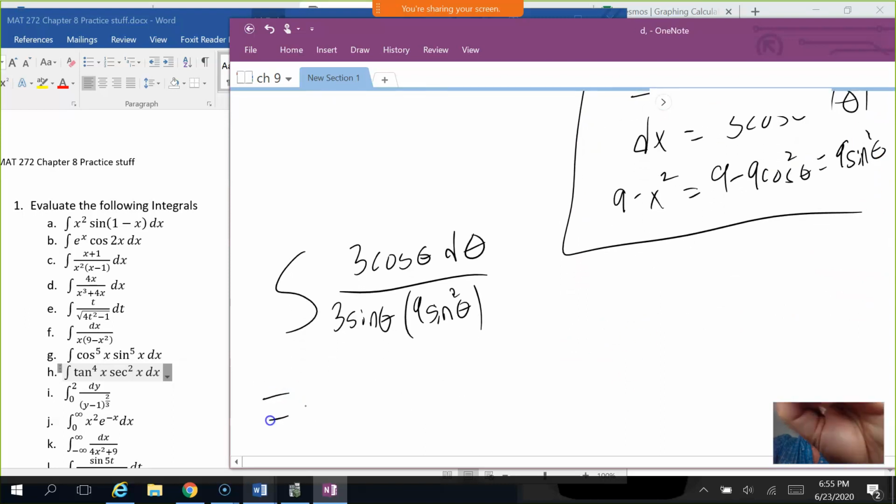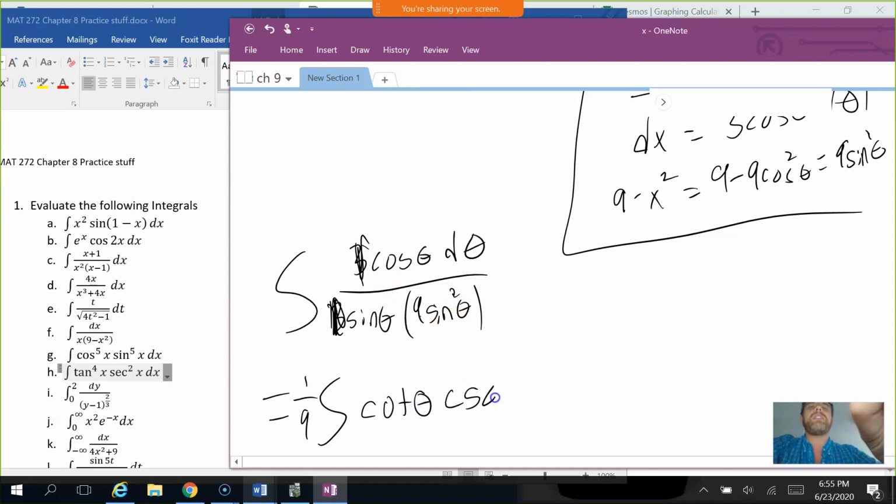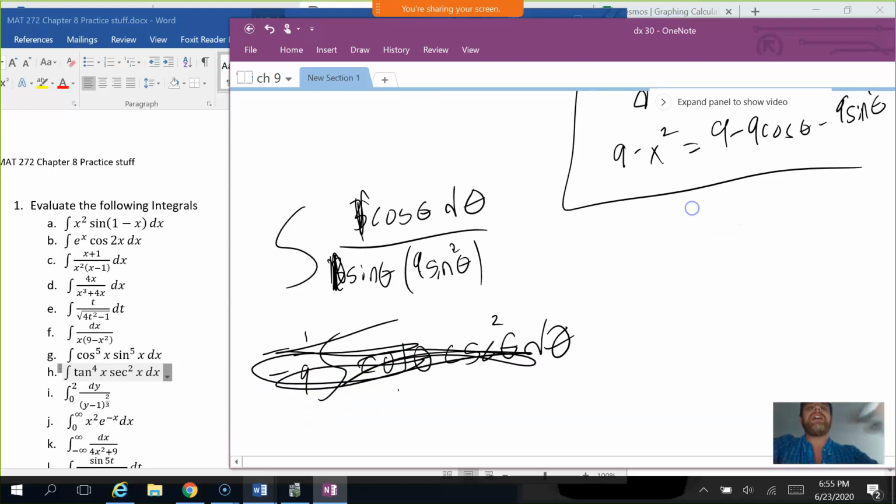Let's see if this is anywhere manageable. So these 3's cancel. I'm going to pull that 1/9 out just so we don't have to deal with the fractions. Then we have cosine theta over sine theta. And then we have 1 over sine squared. I'm not really sure how to write that out. Cosine over sine, that's cotangent. 1 over sine squared, that's going to be cosecant squared. That's not really anything, is it? Oh, I know what we should do. All right, scratch that. Don't do that.